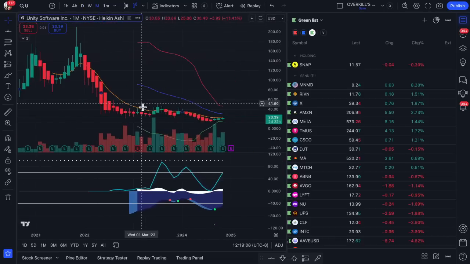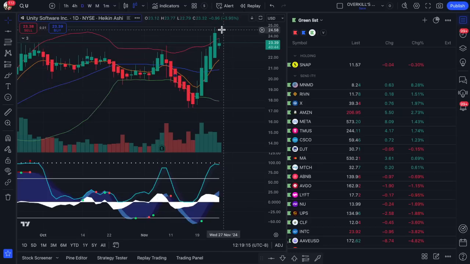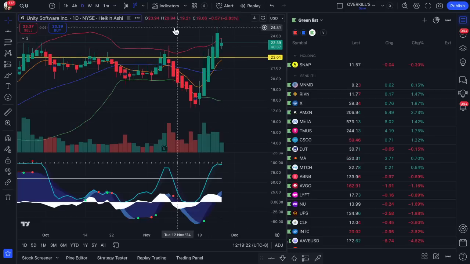Here's Unity Software, green on the monthly. We're good. Let's look at the daily now. Okay, daily's very overextended. So I'd be taking profits up here just because the stochastic's way up here at this time. Okay, definitely use a stop loss at 22. No red dot just yet.